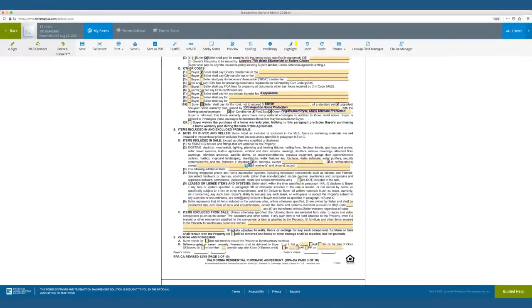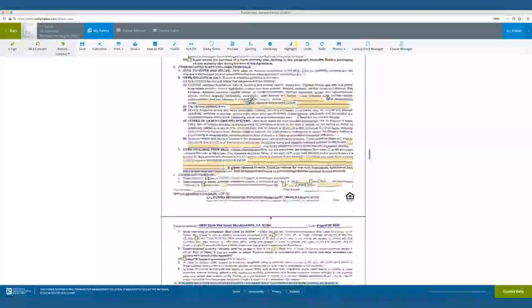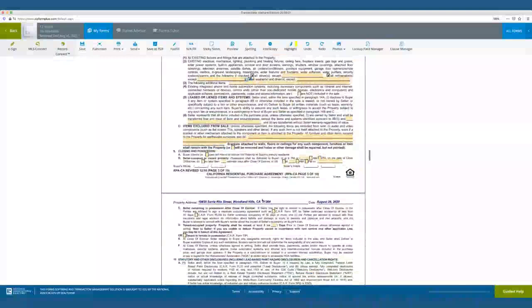Leased and liened items, so items with solar. Make sure that if there's a solar system or water softener, those are leased items, because your buyer needs to qualify in order to take those over a lot of times. So the buyer intends or doesn't intend to live on the property. That's important for the loan.